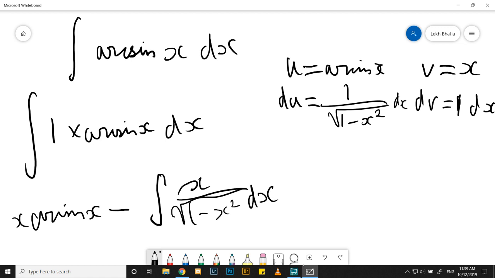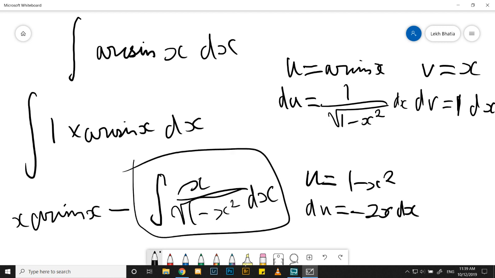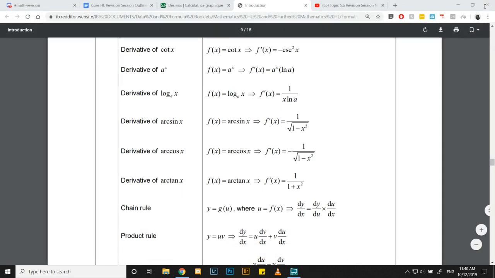Now notice this is much easier to solve because you can do a u substitution. So you can set u equal to 1 minus x squared, then du is equal to negative 2x dx, which then you can rearrange for x dx, then you can calculate this integral much more easily than the previous one. And then whatever the final answer is, you'll get a value for the integral of arc sine of x dx. So this is your technique for using integration by parts.